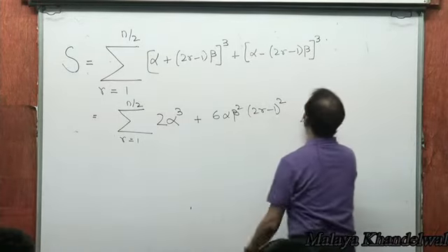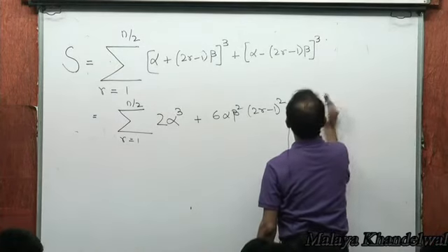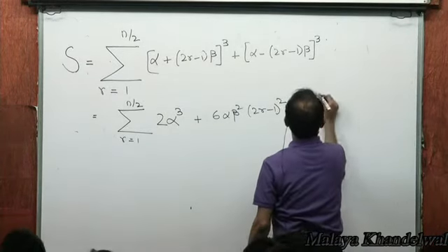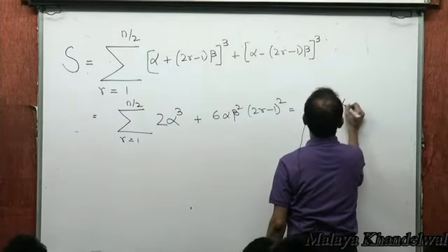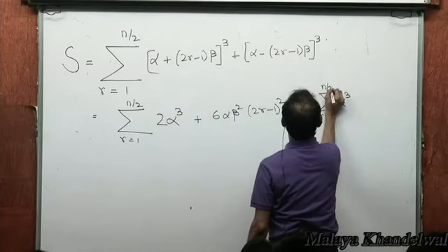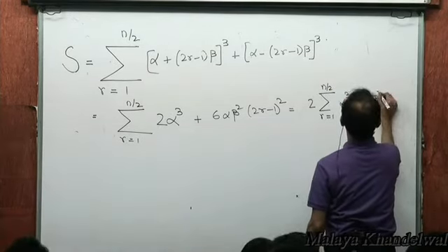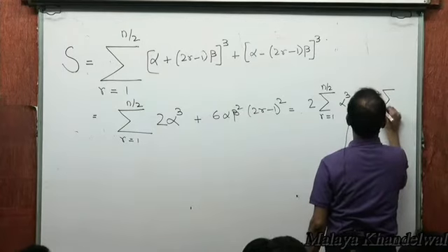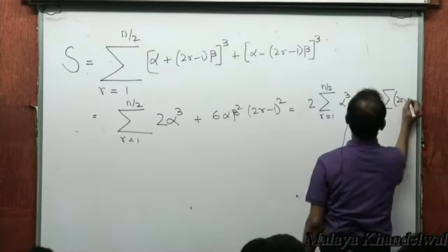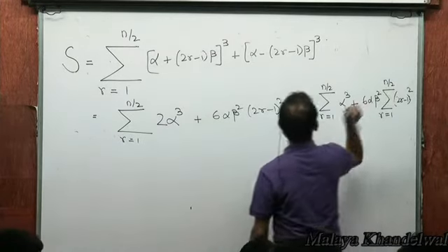Now, this can be looked upon as twice summation alpha cubed, r equal to 1 to n by 2, plus 6 alpha beta squared summation (2r minus 1) whole squared, r equal to 1 to n by 2. Yes or no?